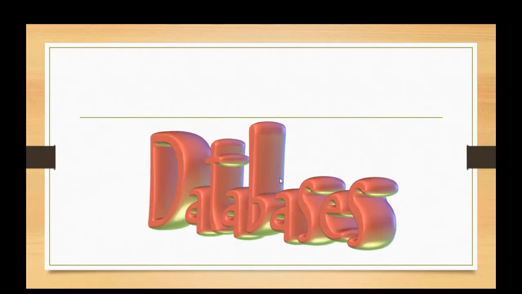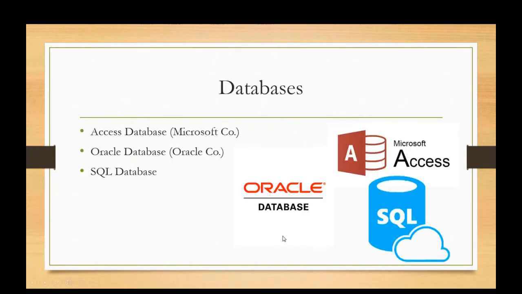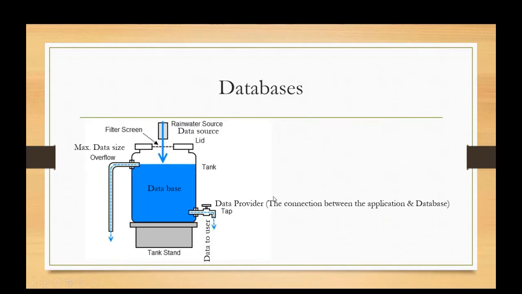Database. How can we work with a database? Microsoft Visual Basic .NET can work with different databases: Access database from Microsoft, Oracle database from Oracle, SQL database, and this is the icon for each database. And the simple idea of a database, if you have data here in this tank, you can make a provider to connect with the database and get the data to the user. You can filter here for each data you want. If you want all emails, all addresses, all names, or family names, you can filter. And that is all.